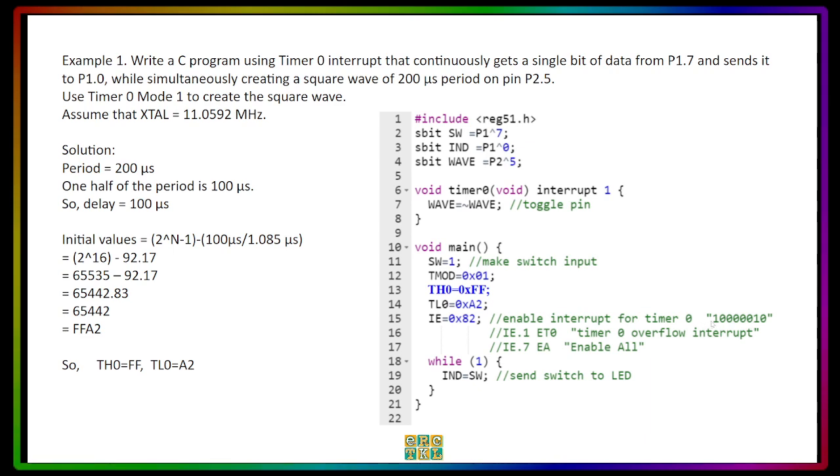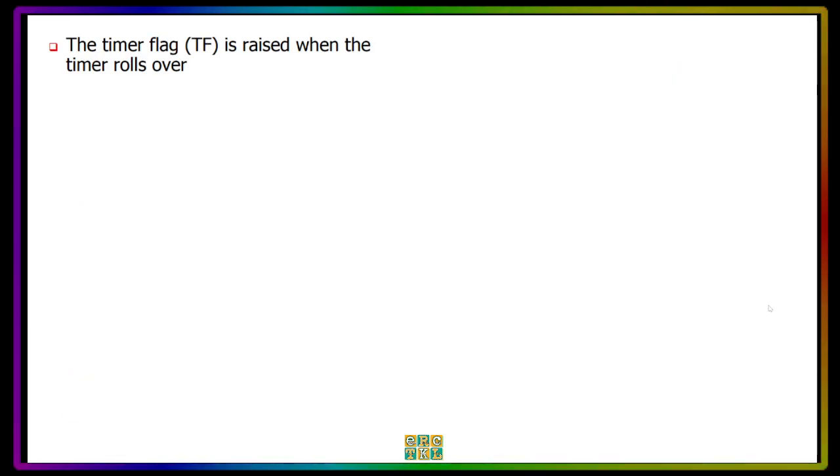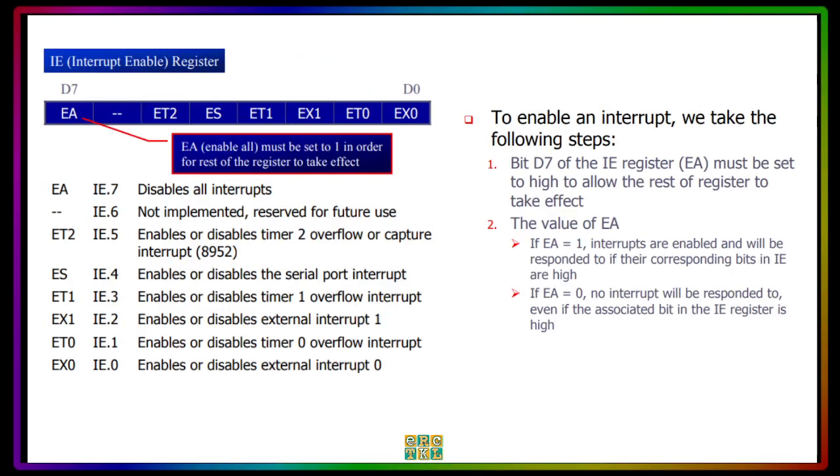So take note, 10000010. If we go back to our IE register, we will see here that this is like 10000010. So EA equals 1 to make sure that whatever you do in the 6 interrupts will take effect. And what have we done? The ET0, we made it 1. Therefore, we are trying to enable timer 0 interrupt. That's why we put that one.